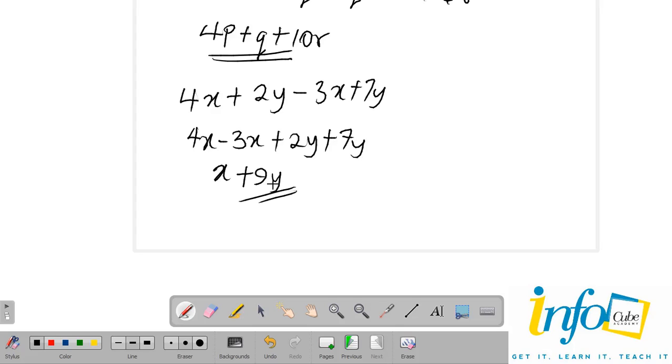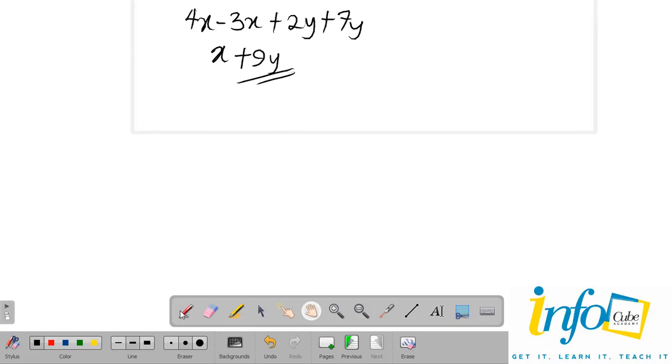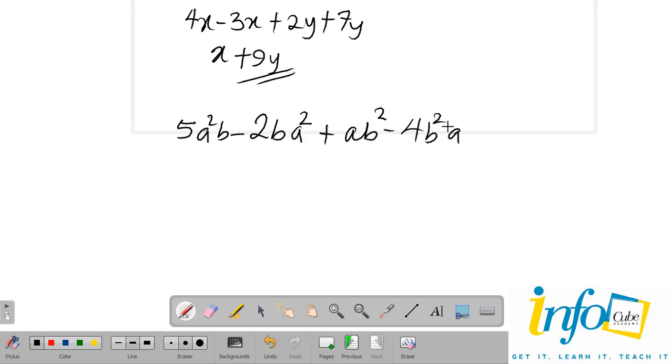Alright, let's solve this question that looks as if it is complex, but then it's not complex. And what's the question? You have 5a square b minus 2ba square plus ab square minus 4b square a. I will use this to summarize for this episode.